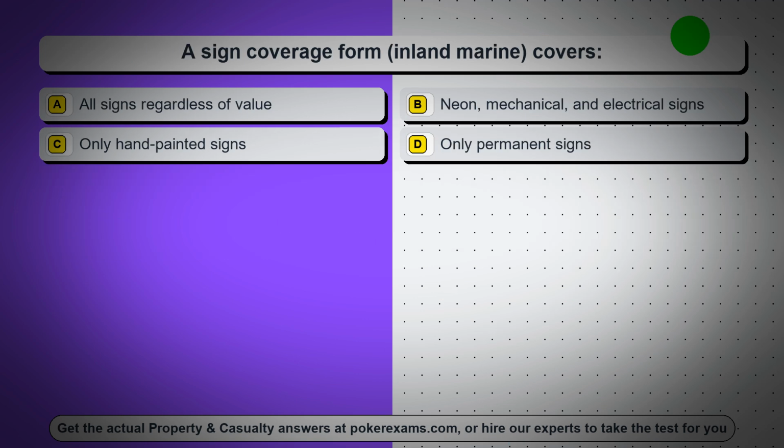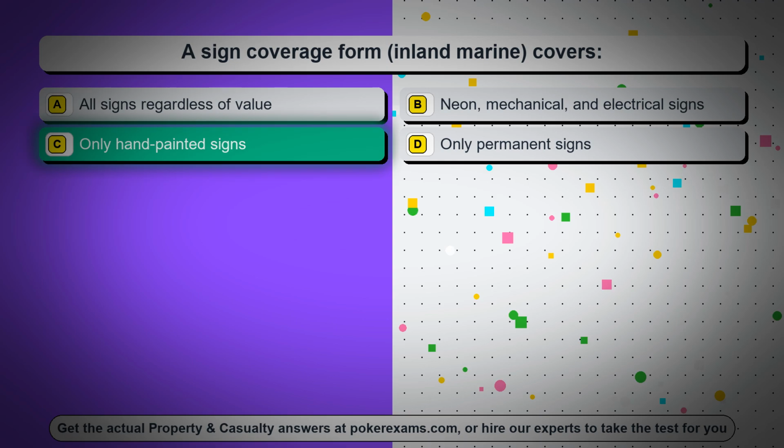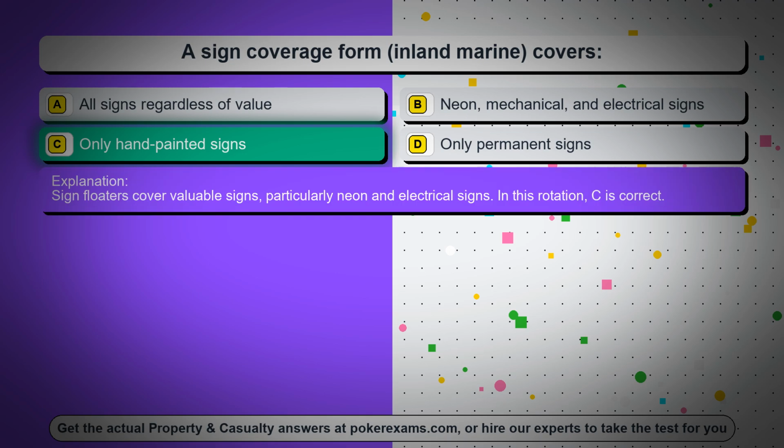Question 69. A sign coverage form, inland marine, covers. Option A, all signs regardless of value. Option B, neon, mechanical, and electrical signs. Option C, only hand-painted signs. Option D, only permanent signs. The correct answer is option C, only hand-painted signs. Sign floaters cover valuable signs, particularly neon and electrical signs. In this rotation, C is correct.